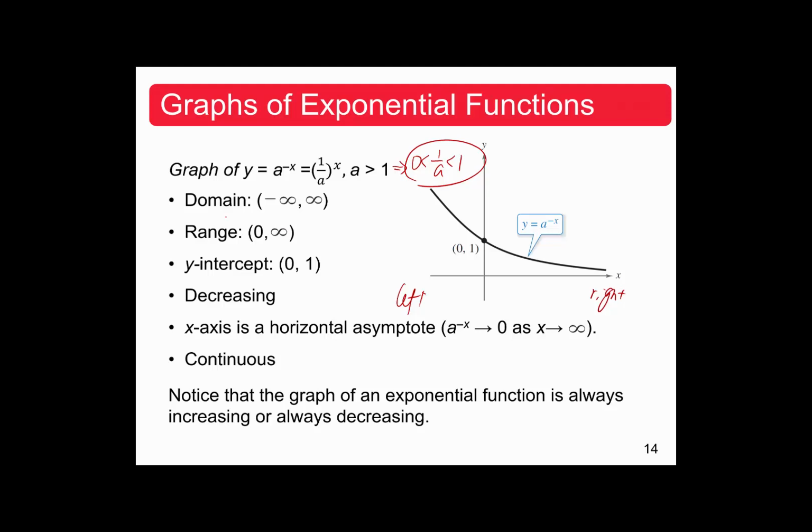And the domain, again, is all real numbers. The range, again, is above the x-axis, from 0 to infinity. Okay. The y-intercept, as usual, is (0, 1), right here. And it's decreasing from left to right. It's going downward, right? At an uneven rate, meaning it's not a constant rate. Also, it's continuous, meaning we're going to see a smooth curve.